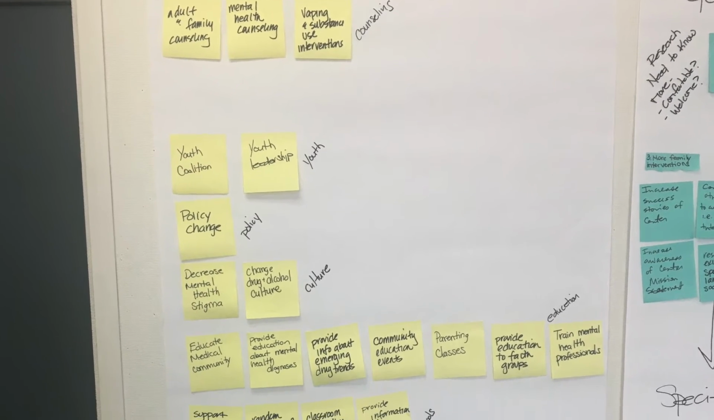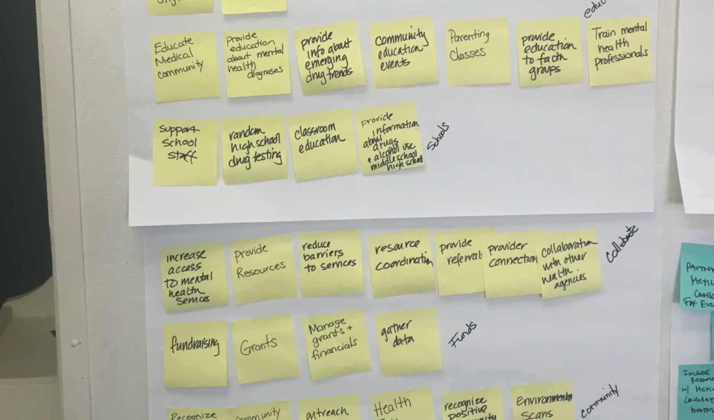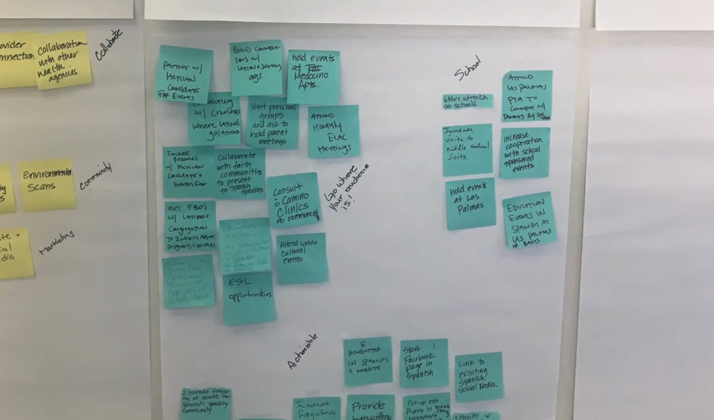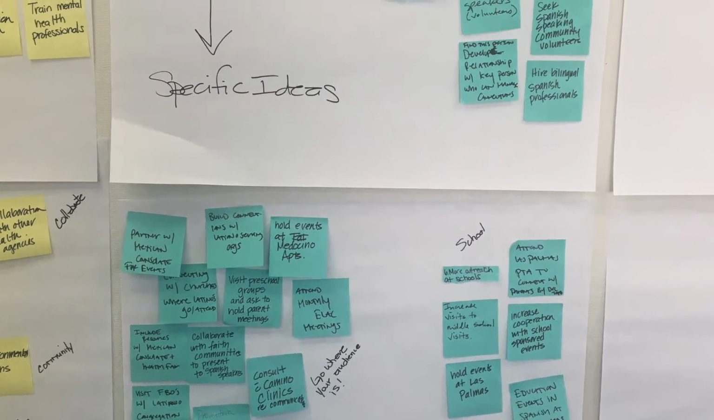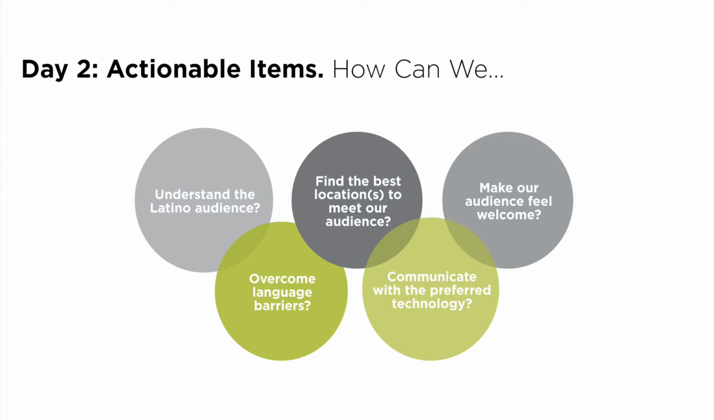I started out day 2 by organizing the list of assumptions and the Empty the Box boards from day 1. The list of assumptions were organized into the main services of the center. The ladder of abstraction was organized into categories of solutions: cultural understanding, language barrier, transportation and location, communication methods, and how to make the Latino audience feel welcome. The groupings were then approved by the center's staff.